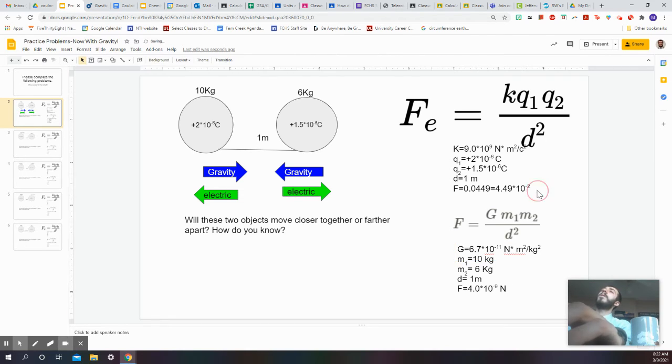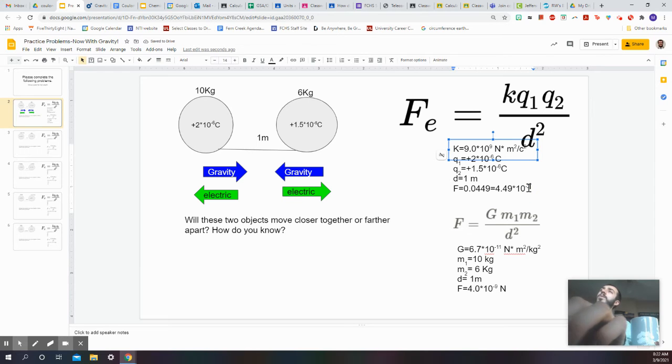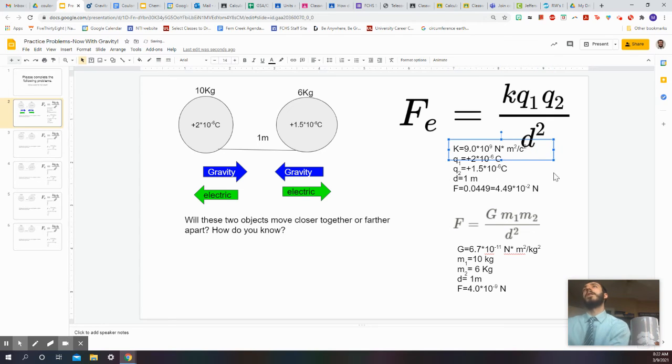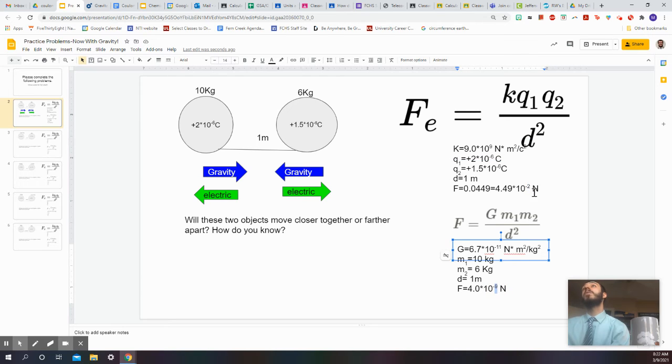All right, so we have these two forces. And you might want to be thinking right now, okay, which one of these is stronger? And you probably already can tell because this is times 10 to the negative second, and this is times 10 to the negative ninth. This one is a lot larger, right? You're divided by 10 only 2 times, versus 9 times. So you can tell that our force of electricity is a lot larger.